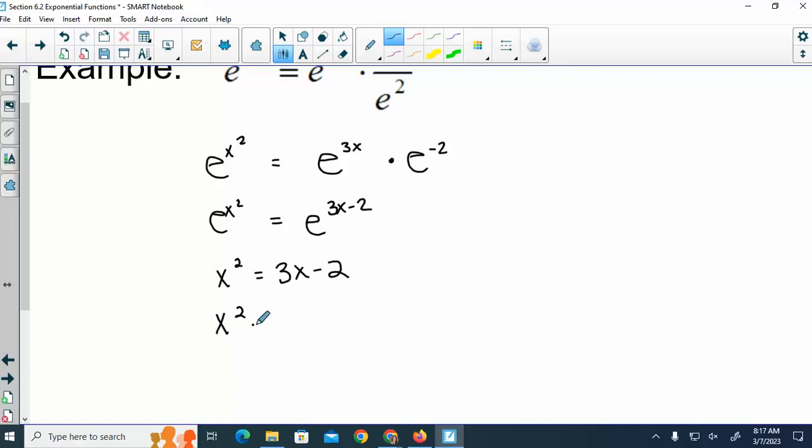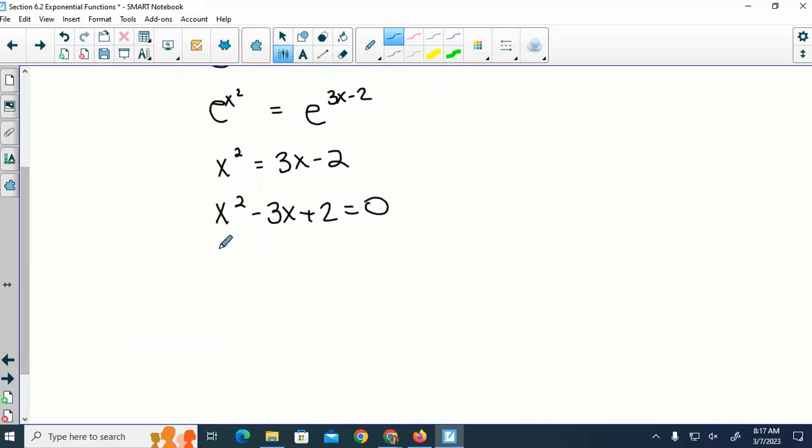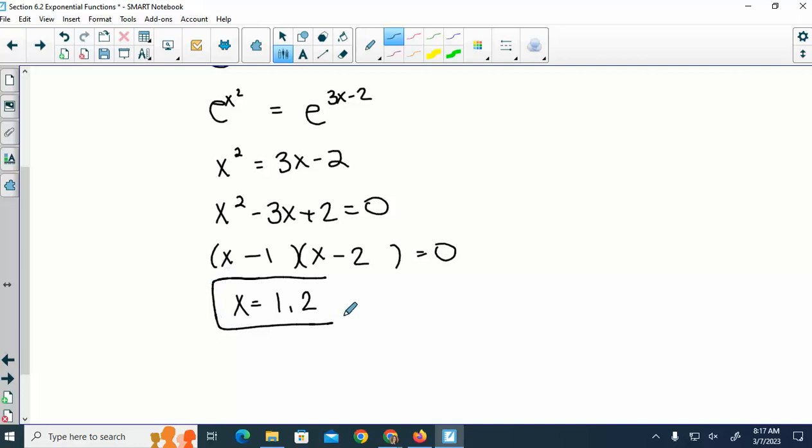Quadratic, so bring everything over. So subtract your 3x, add your 2. -2 and... And set those equal to 0, so we get 1 and 2 for the answers.